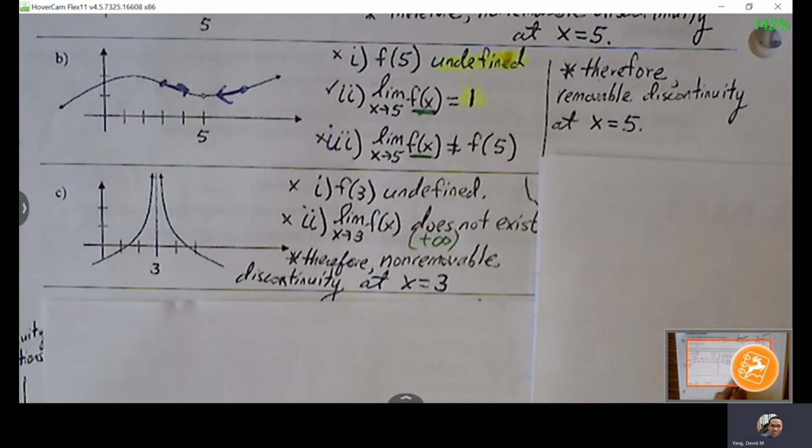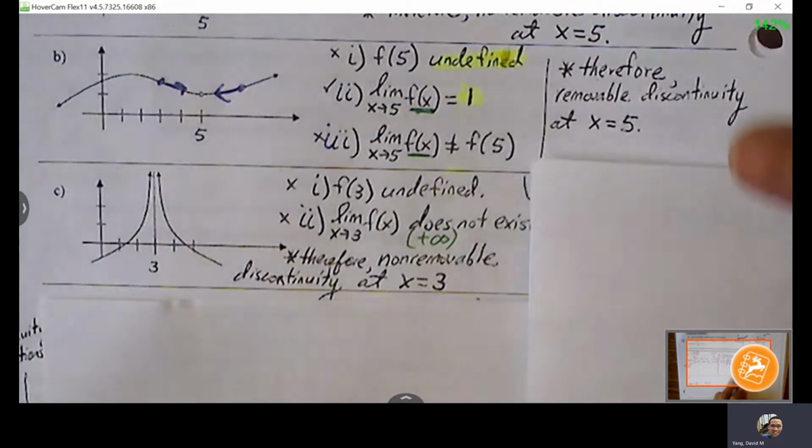Now, having the graph in front of us makes it easier, right? You can just look at the graph and make a conclusion. But if the graph was not in front of us, it's going to be a little bit more difficult, and we're going to rely on the continuity conditions even more. We're going to look at algebraically how to work through a problem if the graph is not in front of us.